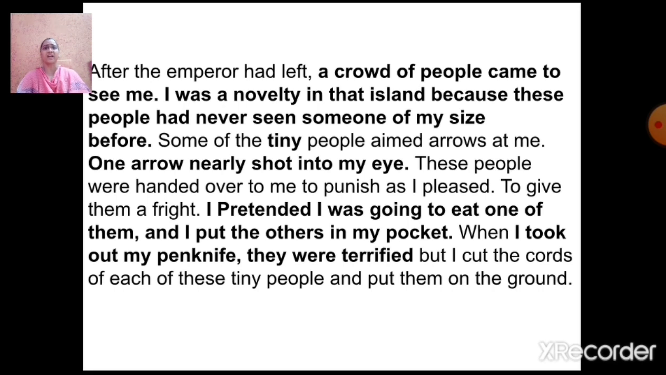To give them a fright, I pretended I was going to eat one of them, and I put the others in my pocket. When I took out my penknife, they were terrified, but I cut the cords of each of these tiny people and put them on the ground.